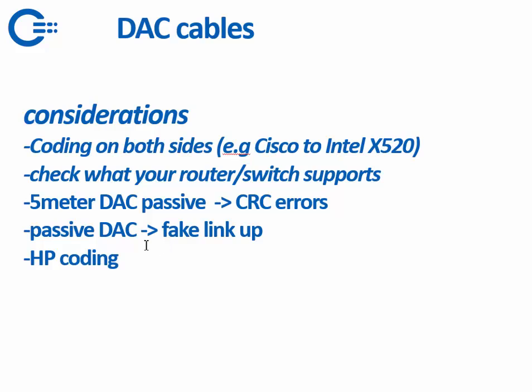With passive DAC, what we've seen is you can get fake links up. This means if you have a server with an Intel card which is booting, when only the electricity is on, you will see the link up on the Cisco switch, which is a bit weird, of course, but that has to do with the technique being completely electronic. And also a thing that you have to take into consideration: the HP copper cables are really hard to get because they're using different hardware.